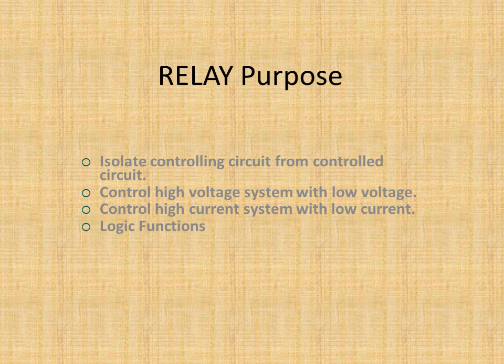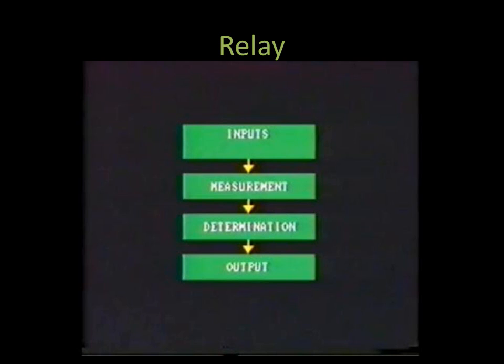A protective relay is defined as an apparatus designed to calculate the operating conditions on an electric circuit and trip the circuit whenever a fault is detected. Basically, the relay's purpose is to isolate the current controlling circuit from the current controlled circuit and to control a high voltage system with low voltage, and similarly a high current system with low current. The relays are also responsible for performing logical functions.